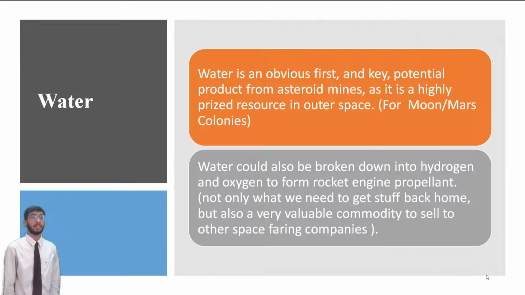On the next slide, we see that water is one of the most obvious and key potential products for asteroid mining, as it's a highly prized resource in outer space. It can be broken into hydrogen and oxygen to form rocket engine propellant. Not only can we bring the material back home, but it is also an incredibly valuable commodity to sell in outer space.